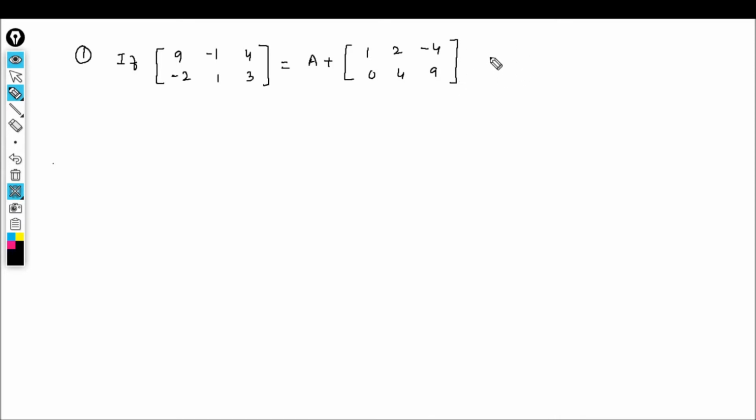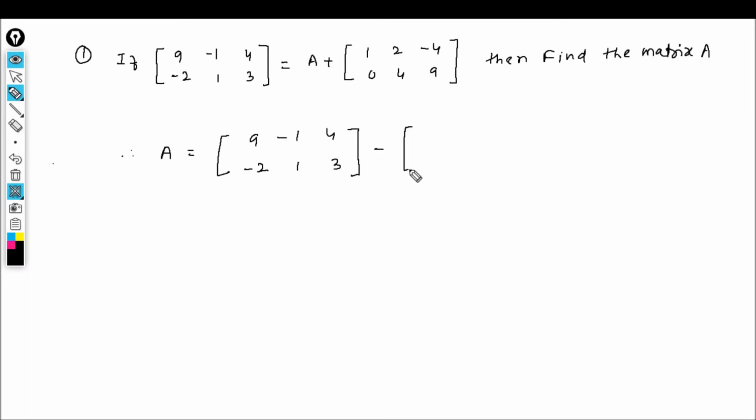Find the matrix A. So therefore we can write here, bachcho, A is equal to the matrix 9, minus 1, 4, minus 2, 1, 3, minus the matrix 1, 2, minus 4, 0, 4. ये मैट्रिक्स को इधर ले लीजिए.